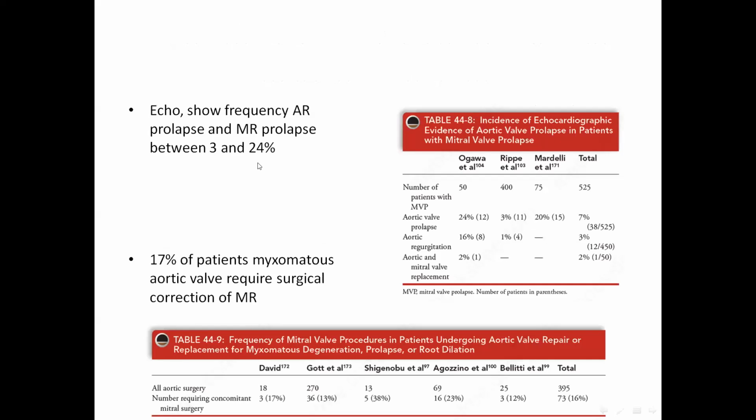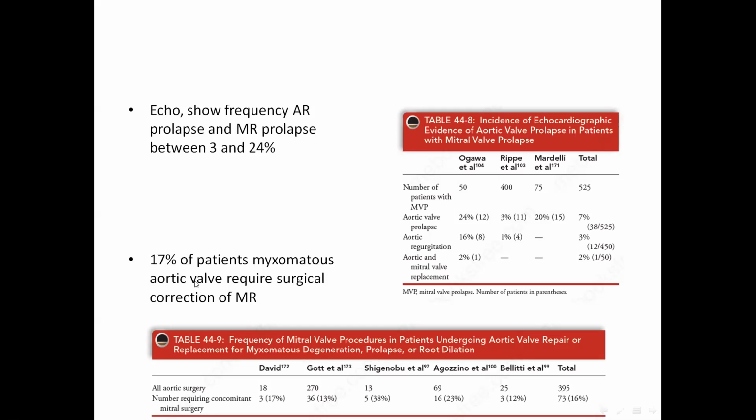So for Marfan, echo will show frequent AR prolapse with MR prolapse, between 3 to 24%. And if we take a look at this table with the incidence of echocardiographic evidence of aortic valve prolapse in patients with mitral valve prolapse, you will have a total in prolapse of 7%, and aortic and mitral valve replacement will happen in 2%, but they are stating in another part that requiring surgical correction is 17%.